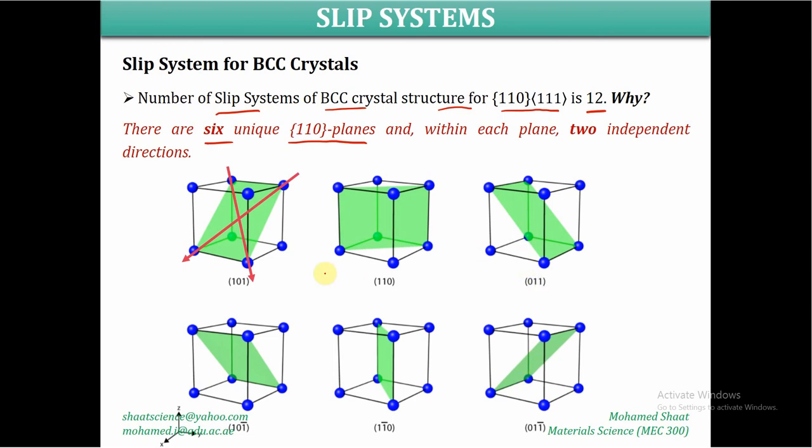So as you can see, we have in total 6 crystallographic planes that belong to this family, and every plane has 2 independent directions. Both of these 2 directions have the same largest linear density that belongs to this plane. So in that case, for every one we're going to have 2 times 6. This gives in total 12 slip systems as the number of slip systems for this BCC crystal structure.